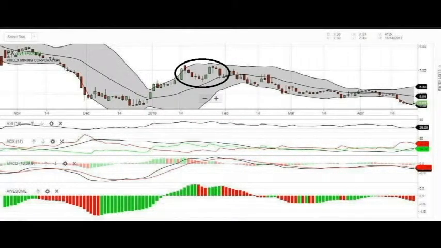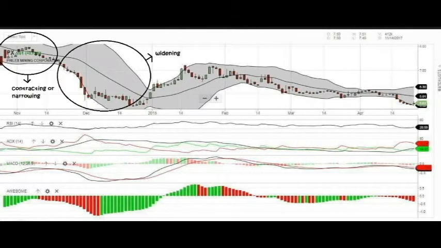These are called the candlesticks, and each represents one day of trading stocks. The green candlestick indicates that there is an increase in price for that day, while the red candlestick indicates that there is a fall in price. In Bollinger Bands, if the bands contract or narrow down, expect that a widening of the bands will follow.